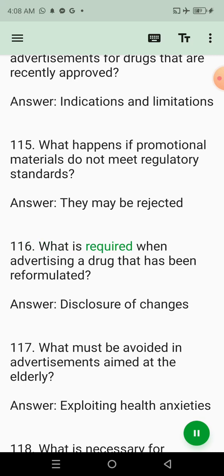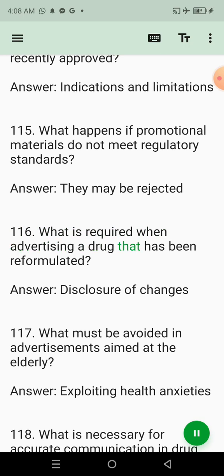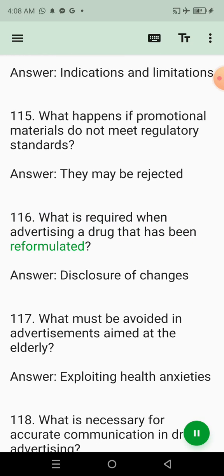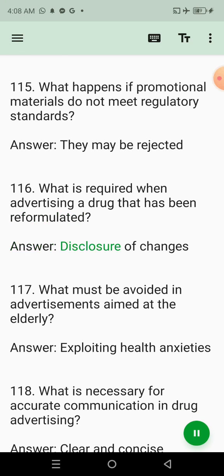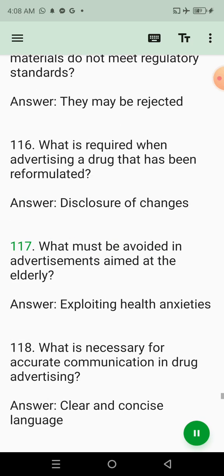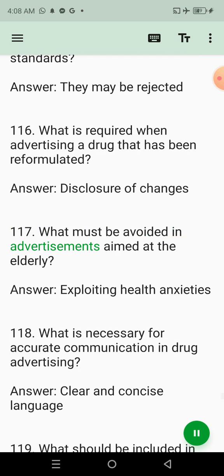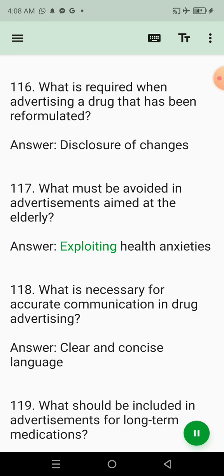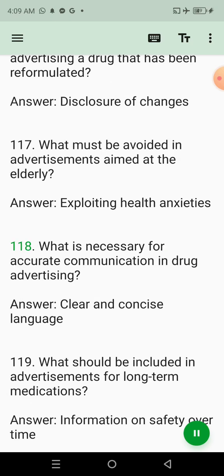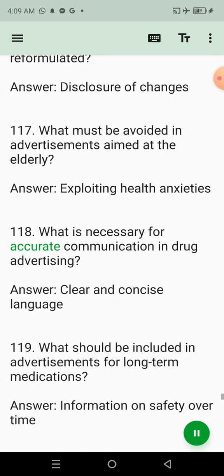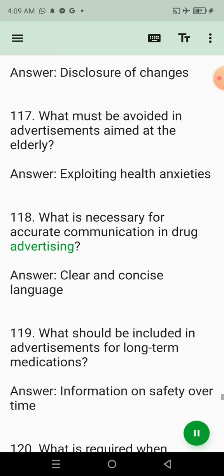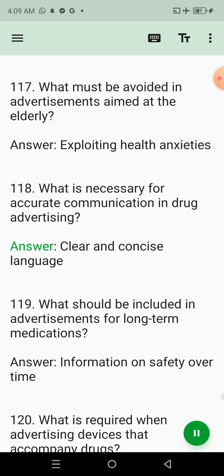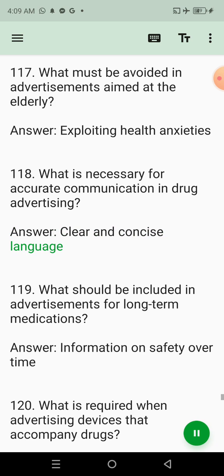116. What is required when advertising a drug that has been reformulated? Answer: disclosure of changes. 117. What must be avoided in advertisements aimed at the elderly? Answer: exploiting health anxieties. 118. What is necessary for accurate communication in drug advertising? Answer: clear and concise language.